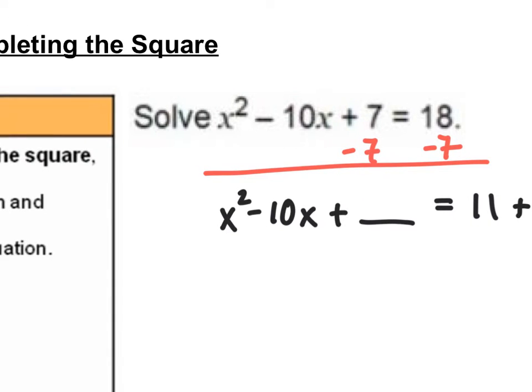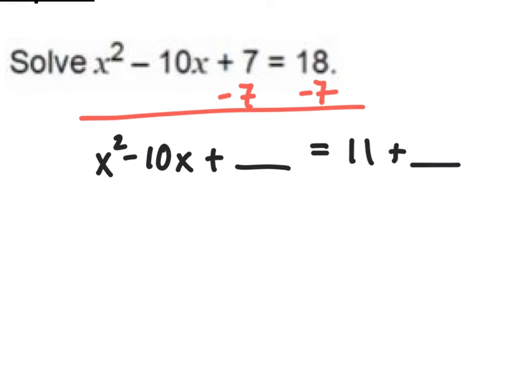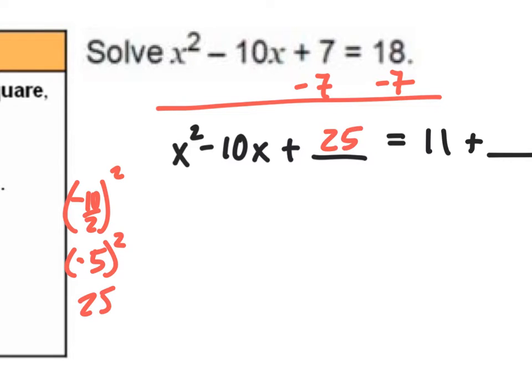And so what I would do, and it says it over here, okay, I would take this middle term, divide it by 2, and then square it, and then add that number to both sides of the equation, okay? So if you take, say, negative 10, you divide it by 2, and then you square it, that's going to give me negative 5, and then squared, which is going to give me positive 25. So I'm going to add positive 25 to both sides here, okay?